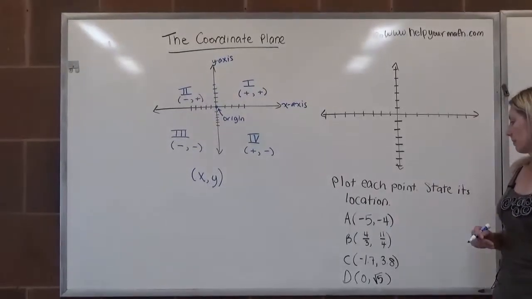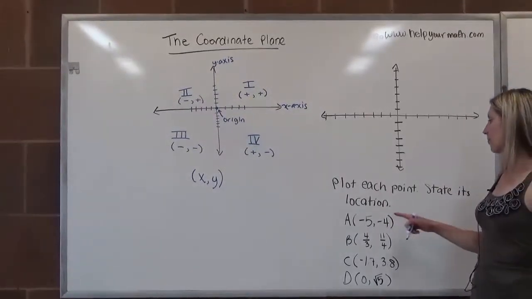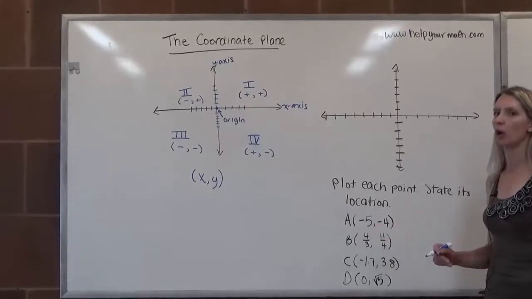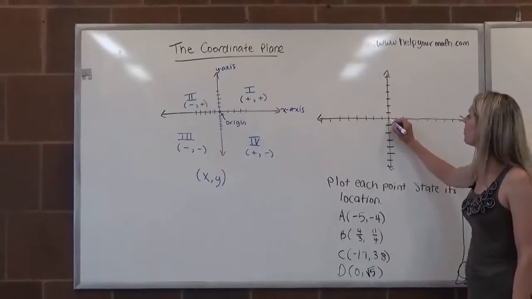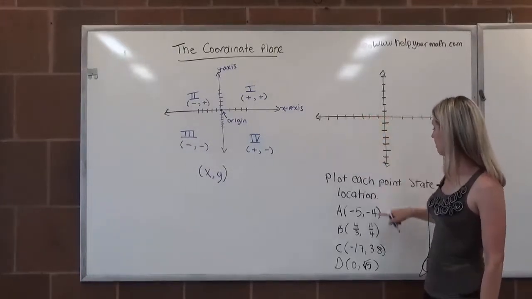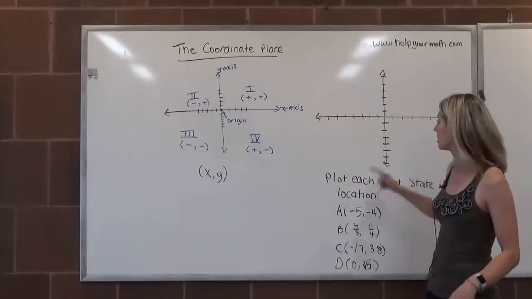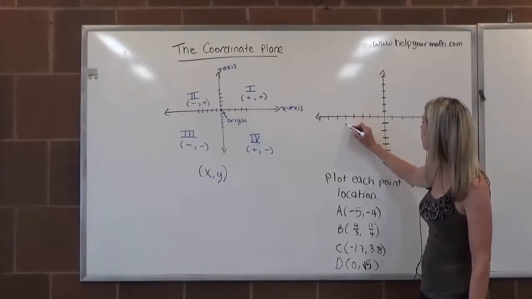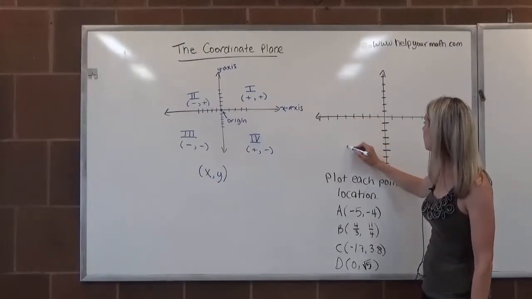First, we're going to plot point A, negative 5, negative 4. So negative 5, that's telling us that we're going in the negative direction for x. We start at the origin, we go 5 units to the left. The negative 4 is telling us to go down 4 units from that spot. So I'm here, I go down 1, 2, 3, 4.